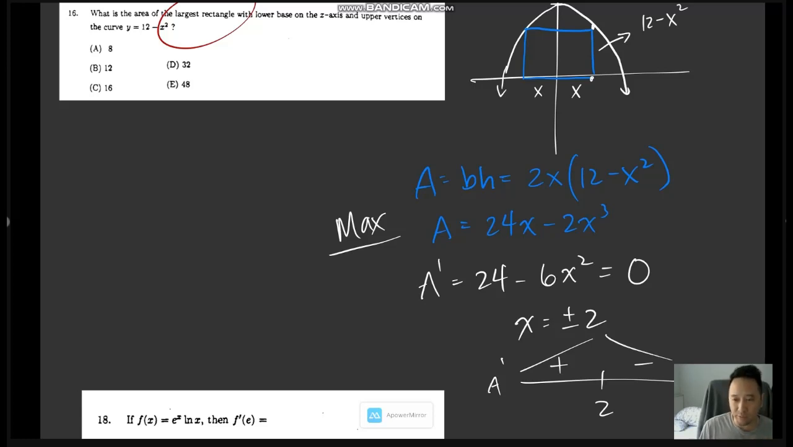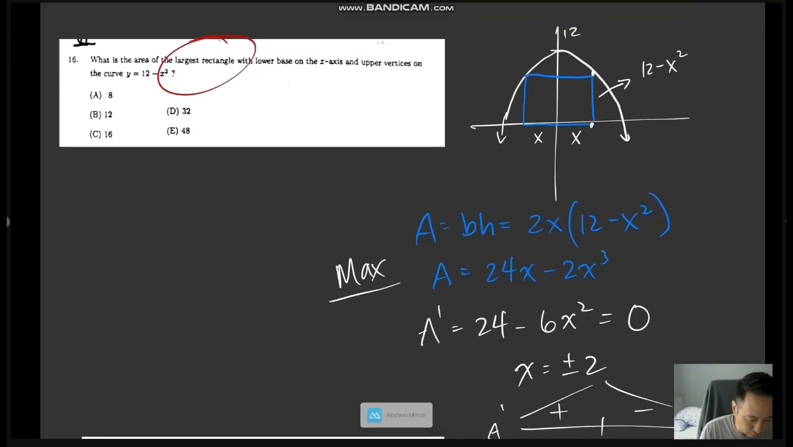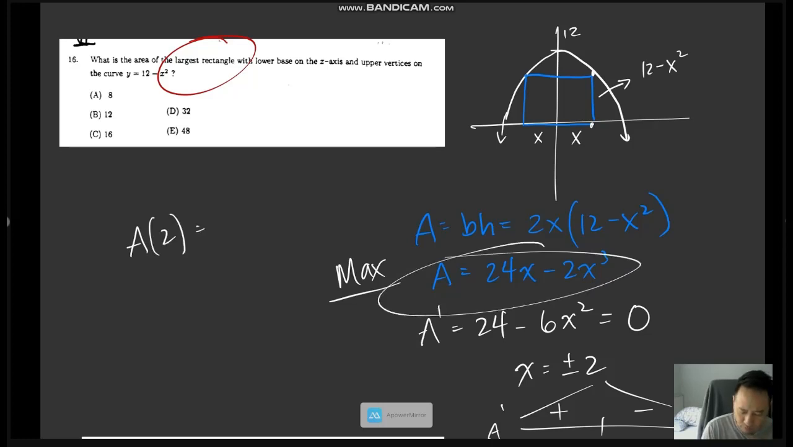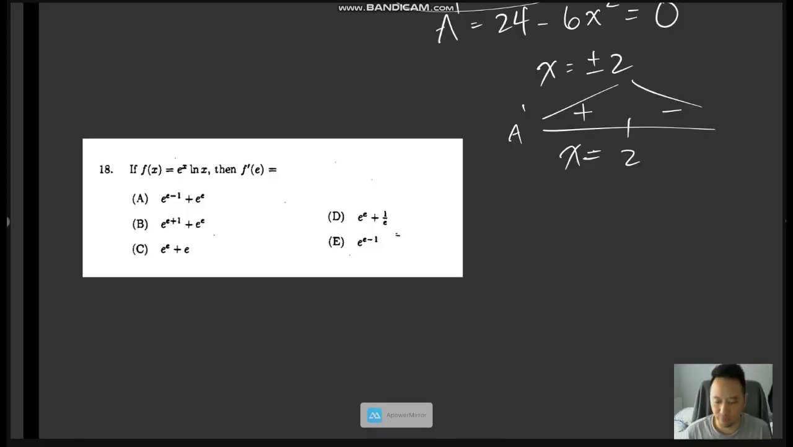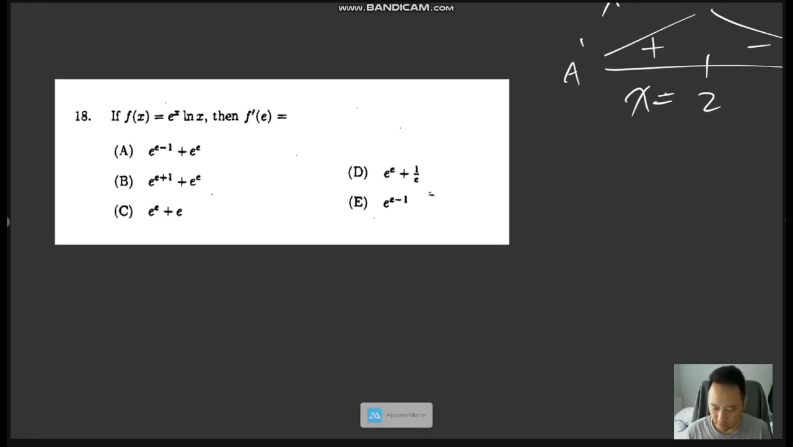Since the maximum occurs at x equals 2, and the problem is asking for the largest rectangle, they actually want the area, right? So let's substitute x equals 2. My area at 2 would be 24 times 2 minus 2 times 8, so you're going to get a value of 32, which is choice D.